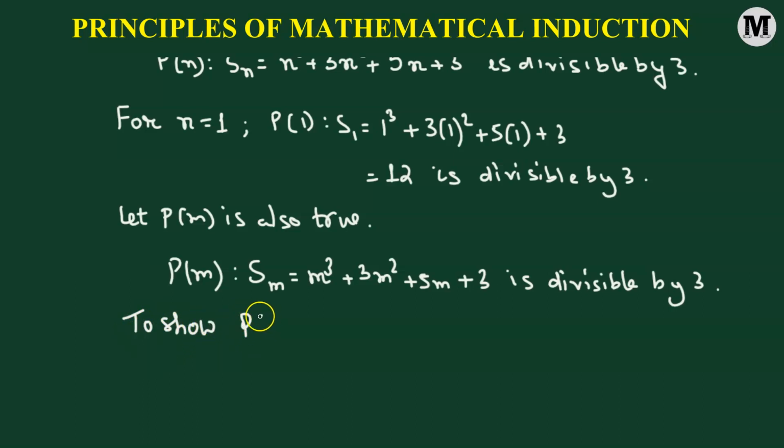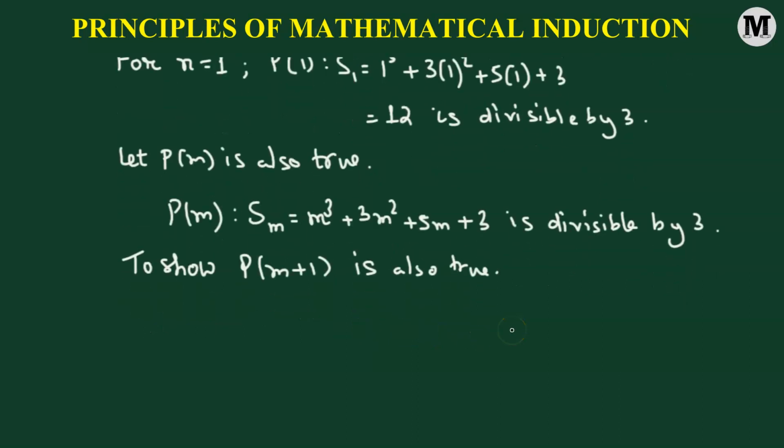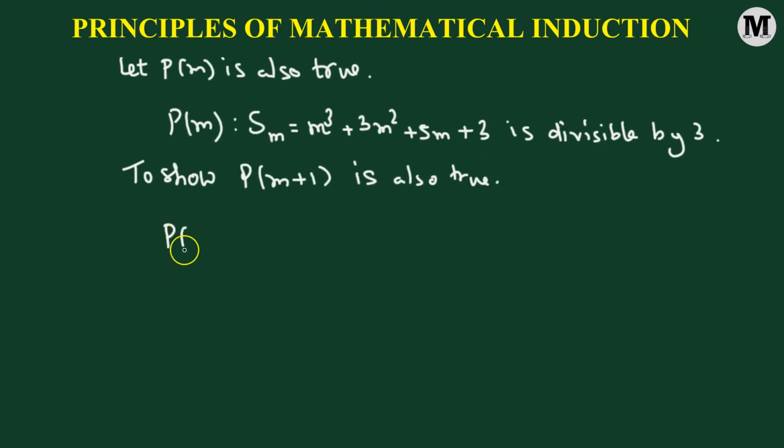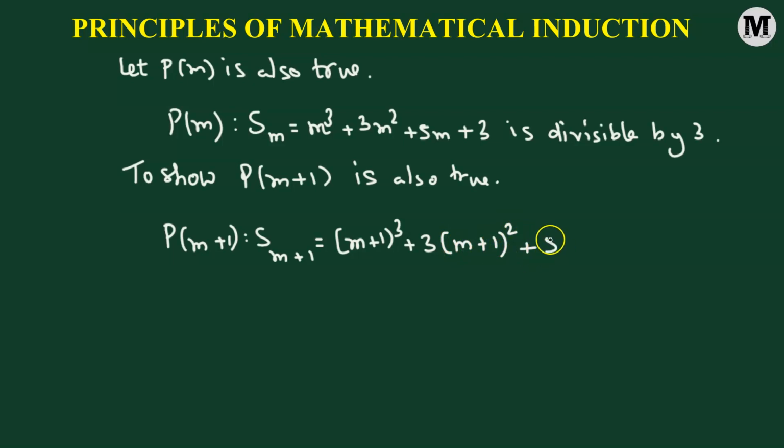Next, we will try to show that for the next consecutive natural number, that means m plus 1, P of m plus 1 is also true. In other words, what we have to show here is that S of m plus 1 equals, replacing this m value with m plus 1, m plus 1 whole cube added to 3 times m plus 1 whole squared added to 5 times m plus 1 added to 3. We have to show that this is divisible by 3.